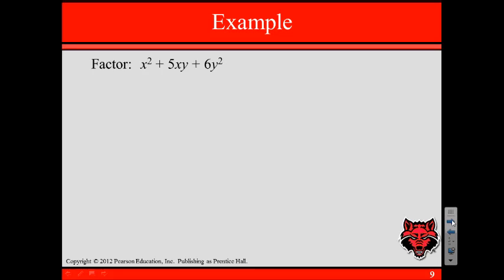Let's try a few more examples. Here we have x squared plus 5xy plus 6y squared. It's okay that we've introduced another variable. Look at how we're going to take care of it.